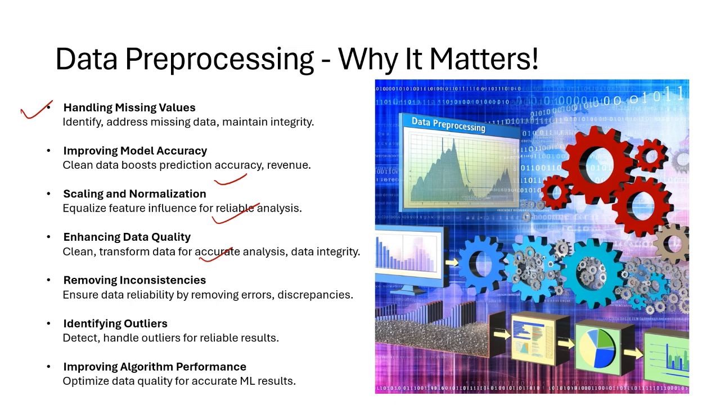It also goes towards data integrity, removing inconsistency, and ensuring data reliability by removing errors and identifying outliers, and also improving algorithm performance, where you can apply your machine learning or deep learning model to get a better result. So this is the main reason we need to focus more on data pre-processing. Applying a model may be only 20 to 30%. The rest is going to be data pre-processing. Let's dive into it and see.